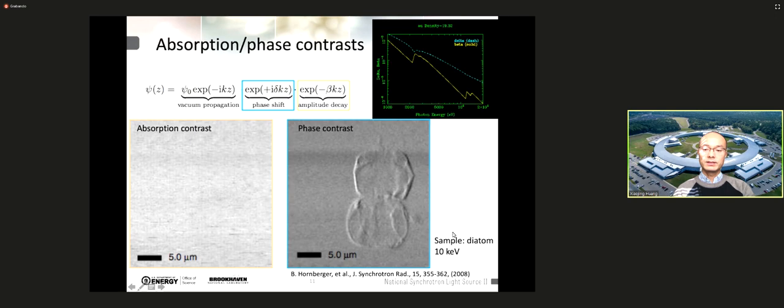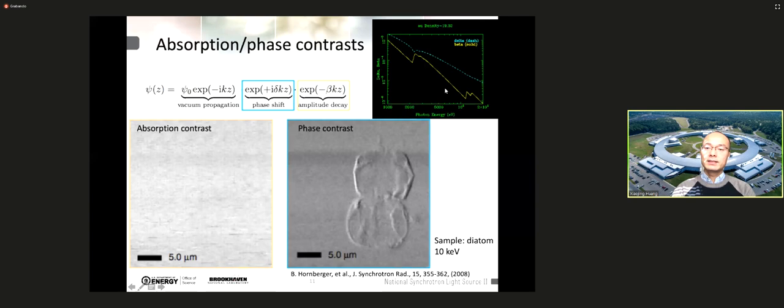Here, the sample is a diatom. It's a biological sample, mainly the structure, the shells, and the main element in the shell is silicon. This measurement was done at 10 keV. If we look at the absorption contrast, we don't really see any feature because the absorption contrast was so small in this energy range. But on the other hand, if we use the phase contrast, we can clearly see the delta and even see some internal features of the sample.